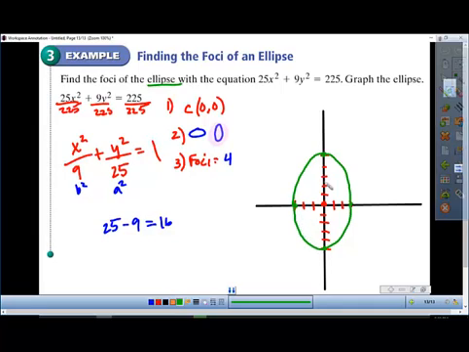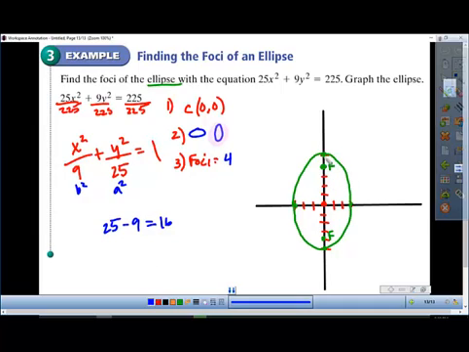And there's our ellipse. And then our focus is always on the major axis, and our focus is 4 units away. So from here, 1, 2, 3, 4, there's our focus right there. And then it's also down here. Okay, so let's label a couple things here.